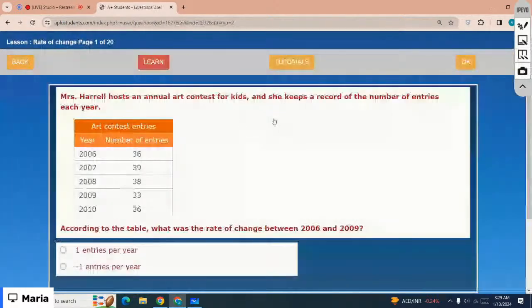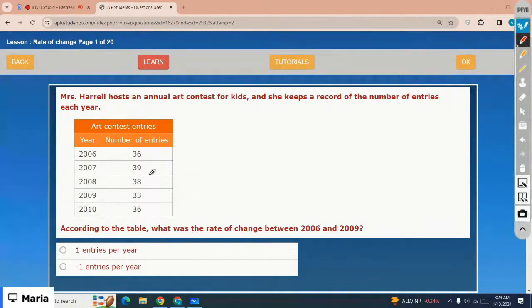Okay, Mrs. Harrell hosts an annual art contest for kids and she keeps a record of the number of entries each year. According to the table, what was the rate of change between 2006 and 2009? So you need to calculate the rate of change. So the rate of change is change in value divided by the time, right? So 2006 it is 36 and 2009 it is 33. So that is 33 minus 36 and there are 4 years it is, right?